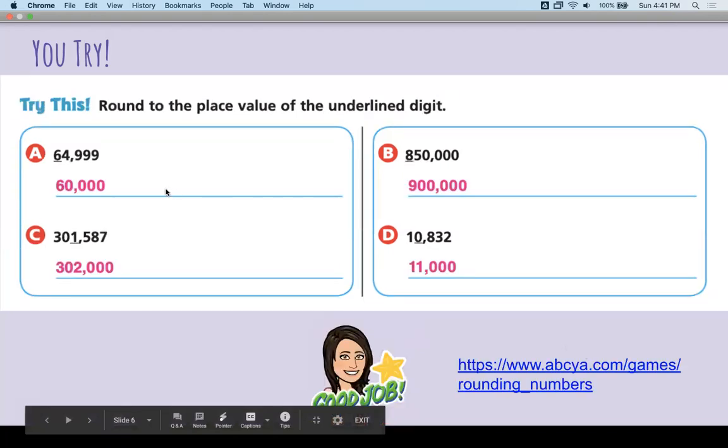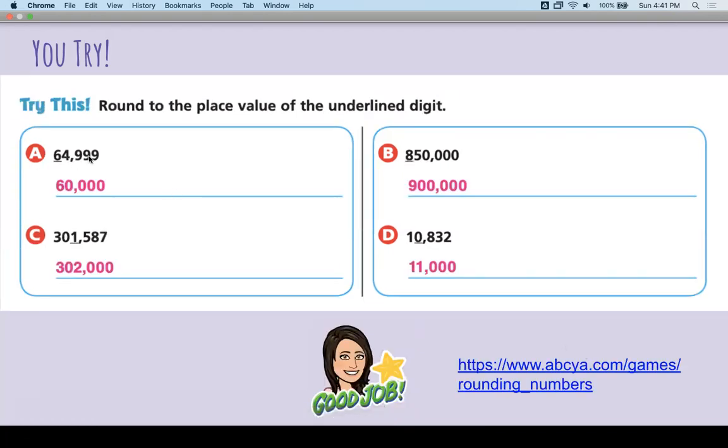All right, so for 64,999, we said it's about 60,000 because the 4 told the 6 to stay the same. Everything after turned into a 0. For this one, 850,000, the 5 is the boss number, and the 5 tells the 8 to bump up to a 9, and everything after became a 0.